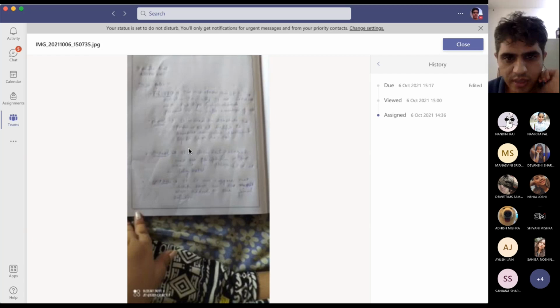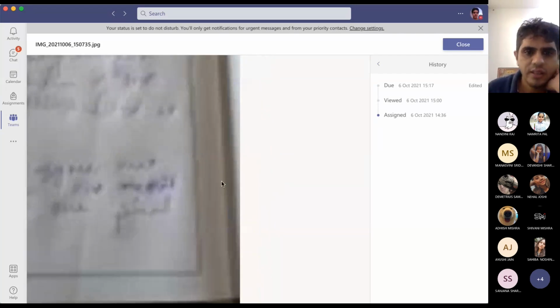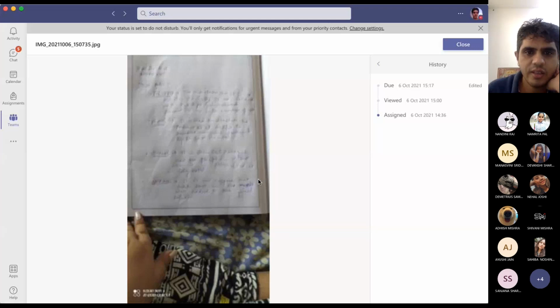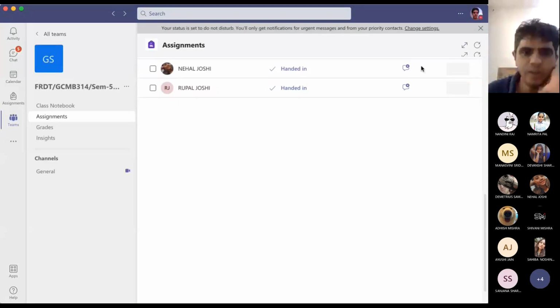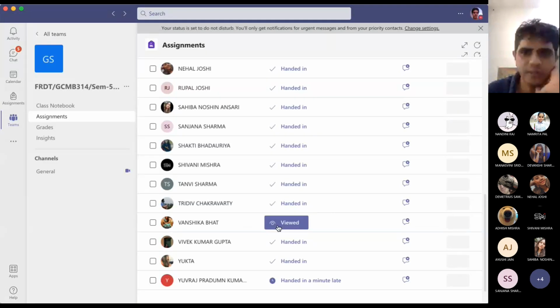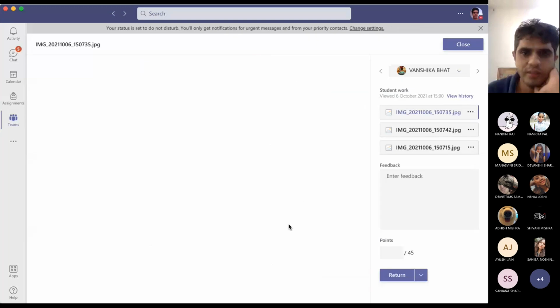And the test, can anybody see it? What is it? Can anybody see it? Can anyone understand what is written? No, sir. So you will get marks accordingly, Vanshika, the way you submitted.